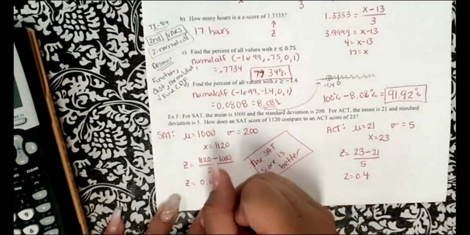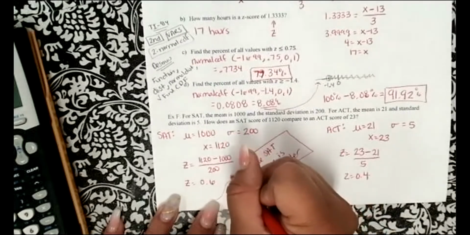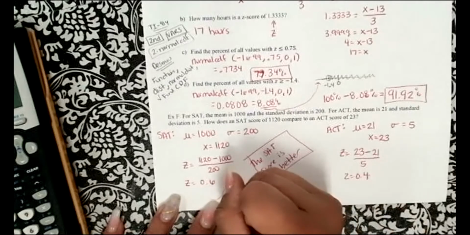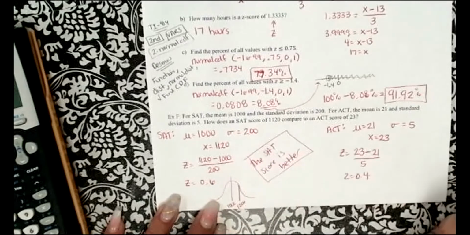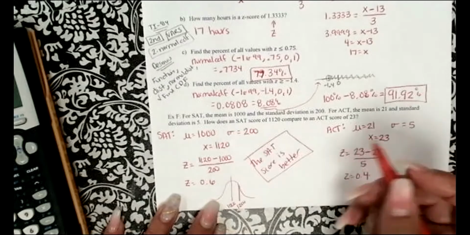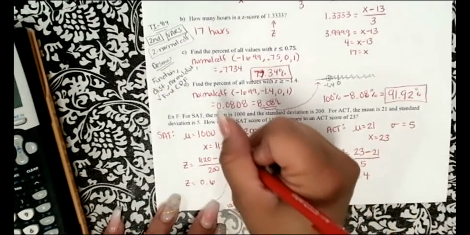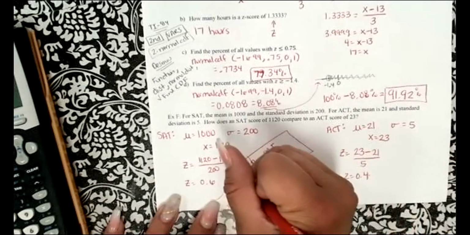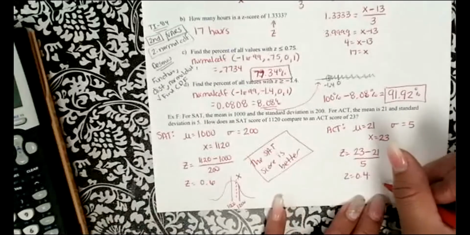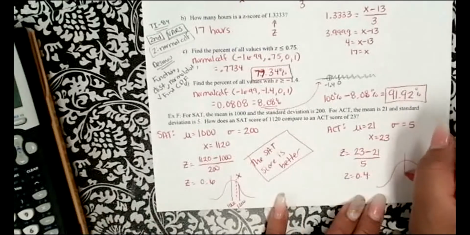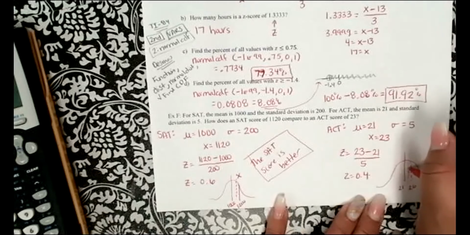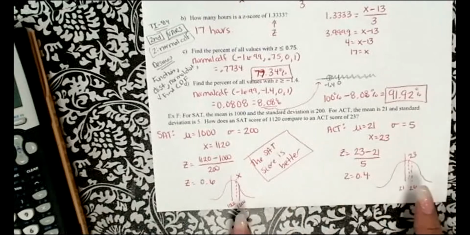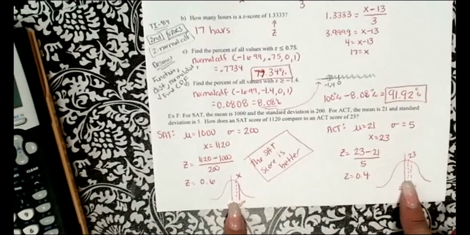Like if you were to actually draw this out right here, the mean would be 1,000 and the standard deviation would be 200. And you're looking at an X score of 1,120, which is right here. If I were to draw this one out, my mean is 21 and my standard deviation is 5. So this would be a 26, but I'm looking at a 23. Do you see how it's hard to compare them just by the graph?